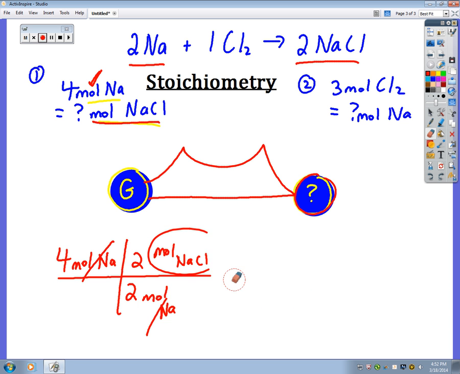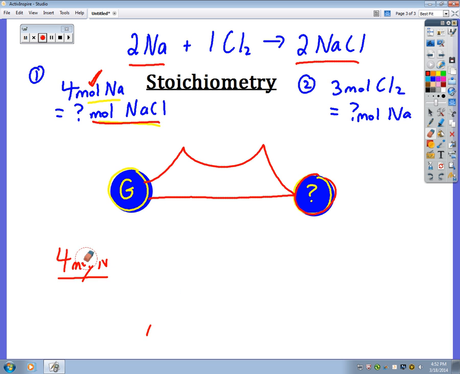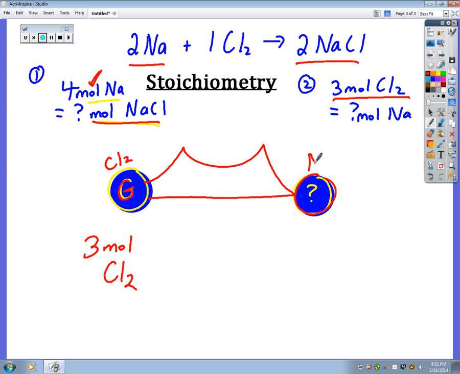Let's try number 2. What do you know in number 2? Do you have moles? Yes, you do. So how many moles do you have? 3 moles of chlorine. I'm writing that in first, aren't I? What I'm given is chlorine. What do I want to find out? Moles of sodium. So this is where chlorine lives, and this is where sodium lives.